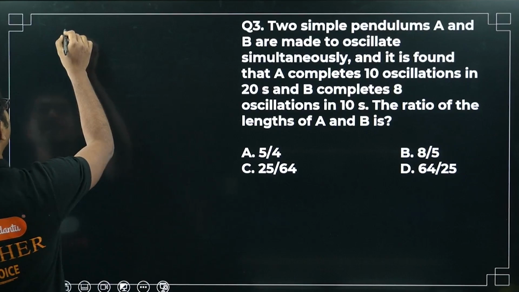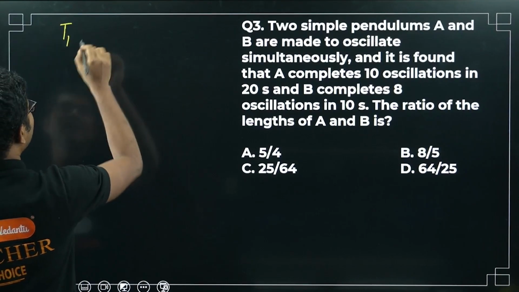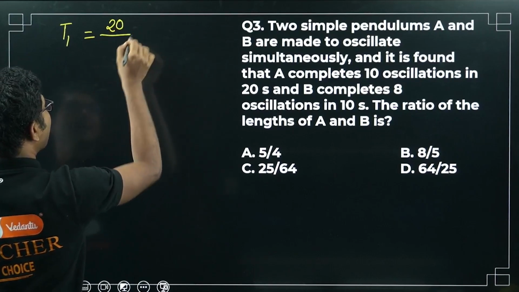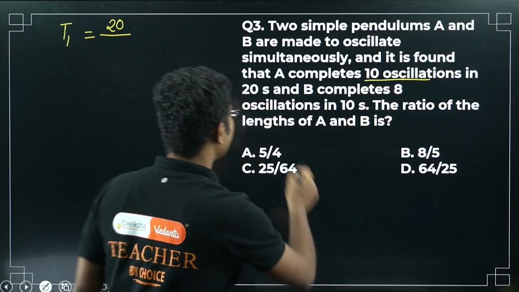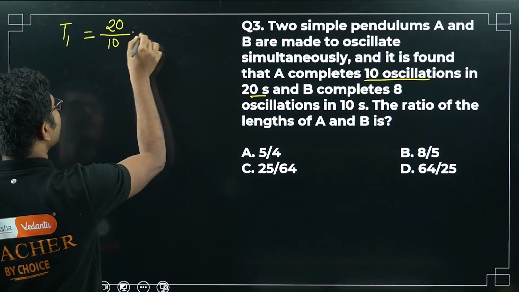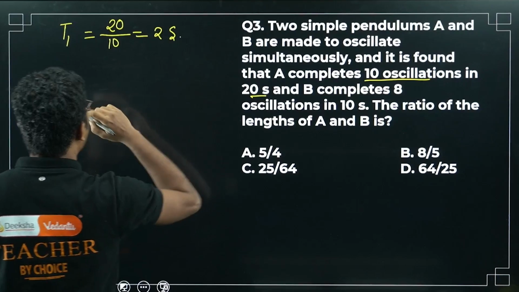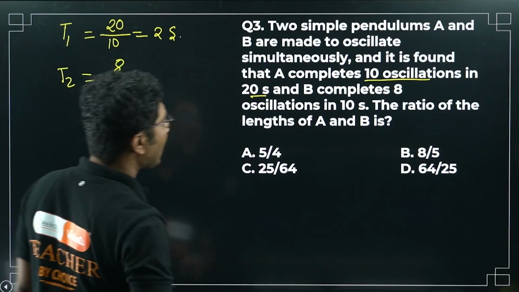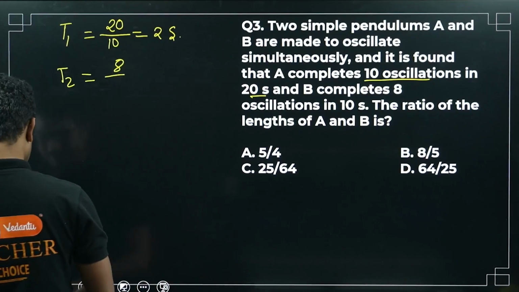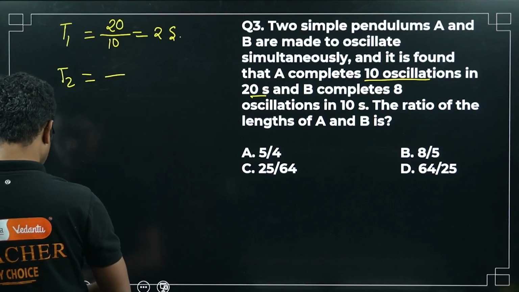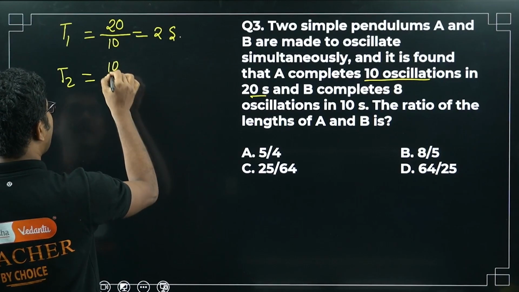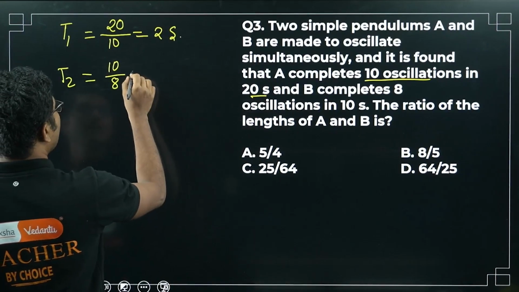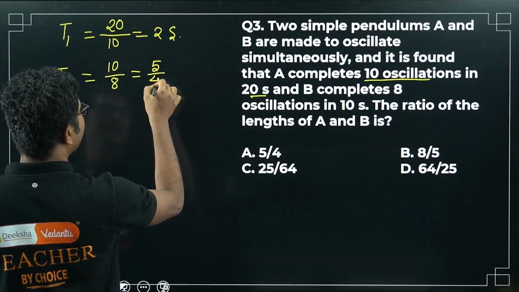So what is the time period? So time period for pendulum 1 is given by total time taken divided by total number of oscillations. So time taken is 20 seconds and oscillation is 10, so time period is 2 seconds. Okay, and what is T2? T2 is again 8 oscillations in 10 seconds. So first will be time, because we are calculating the time period. Number of oscillations will be in the denominator, in the division, right? So whatever it will be, 5 by 4. Let me write it like that only.